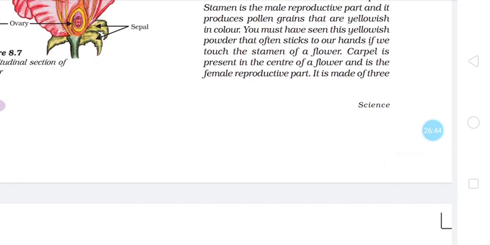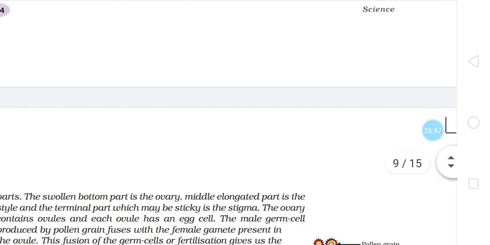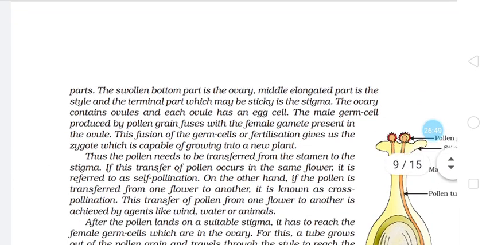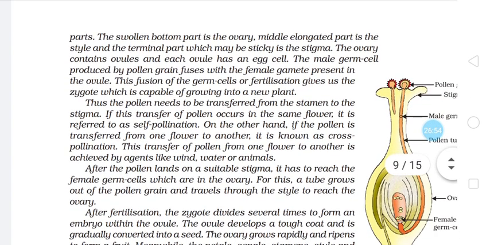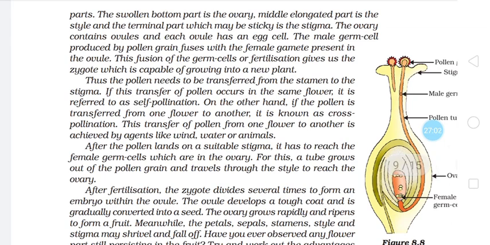It is made of three parts. The swollen bottom part is the ovary, the middle elongated part is the style, and the terminal part, which may be sticky, is the stigma. The ovary contains ovules and each ovule has one egg cell. The male germ cell produced by the pollen grain fuses with the female gamete present in the ovule. This fusion of the germ cells, or fertilization, gives us the zygote, which is capable of growing into a new plant.